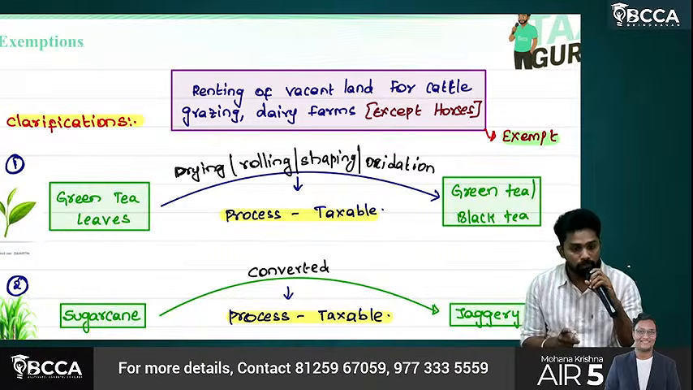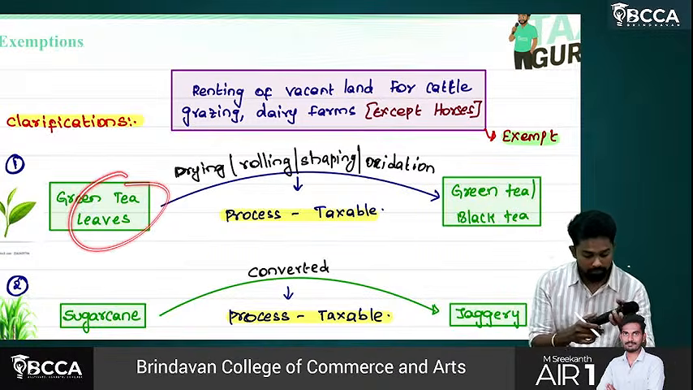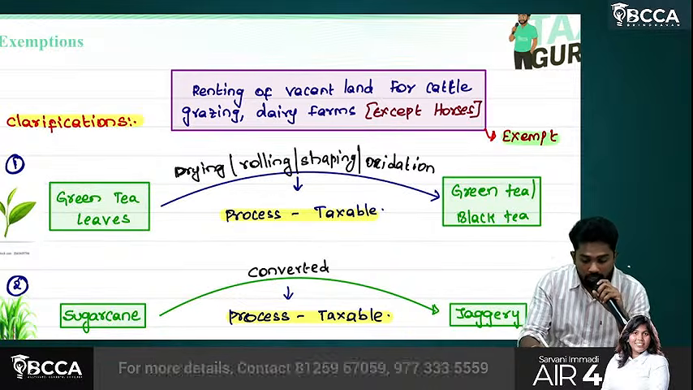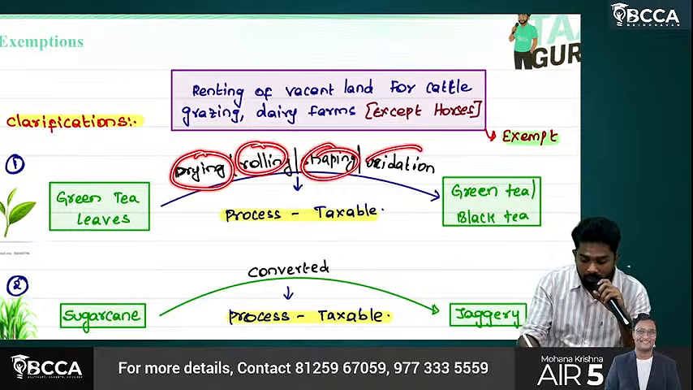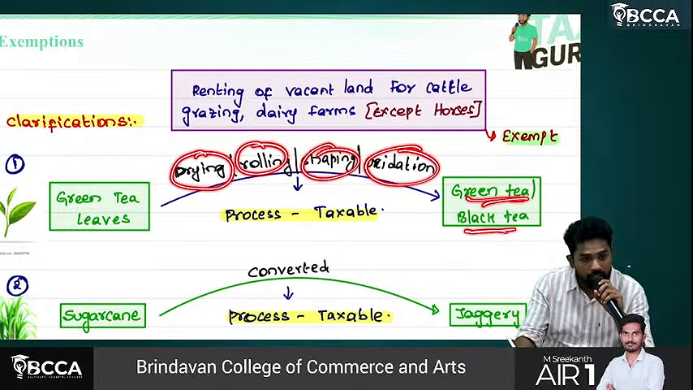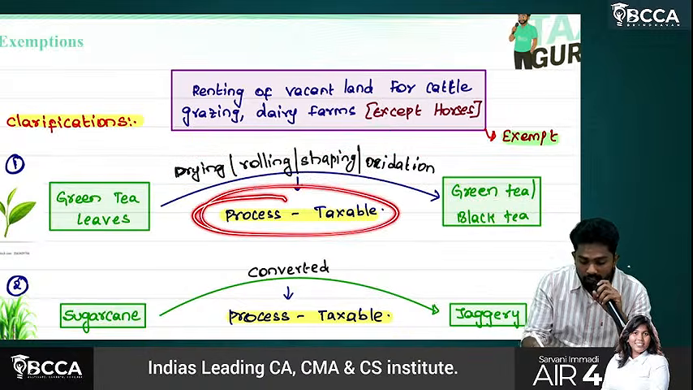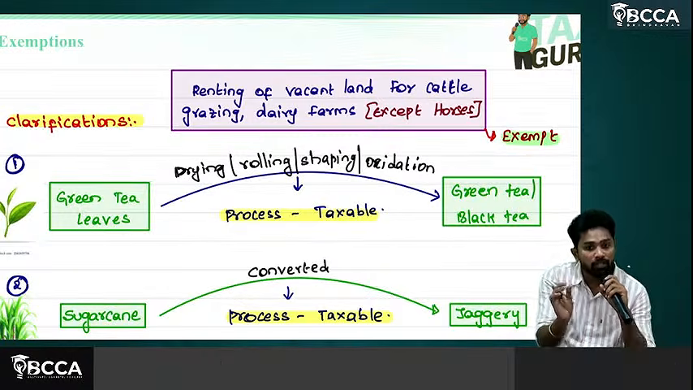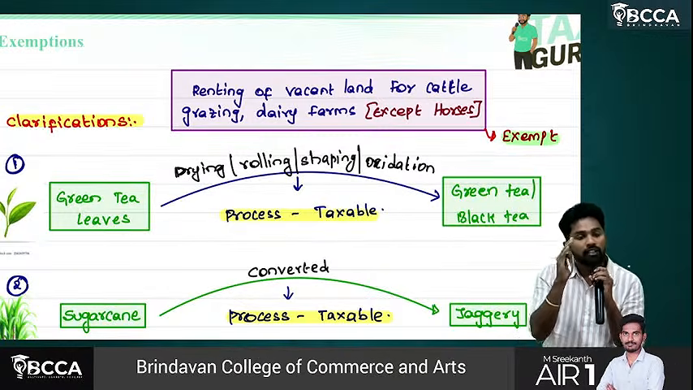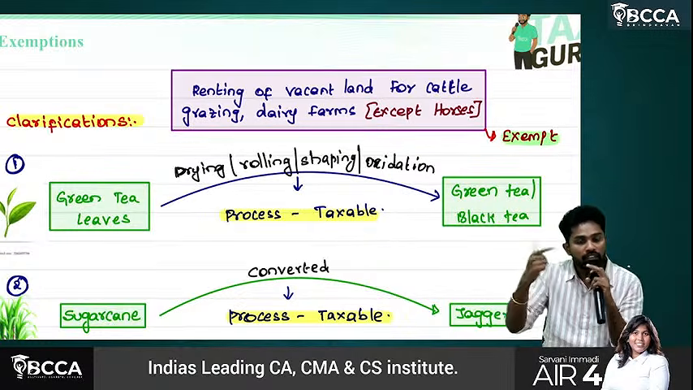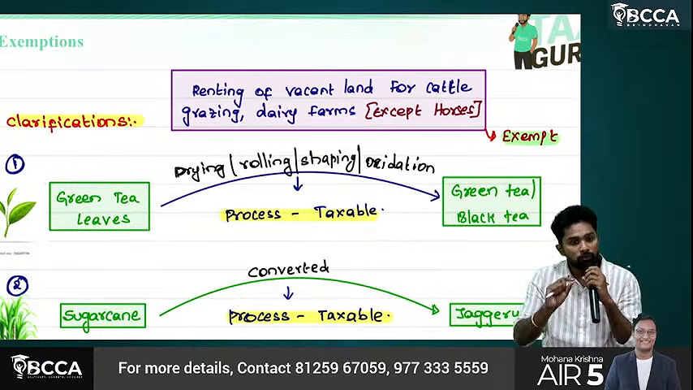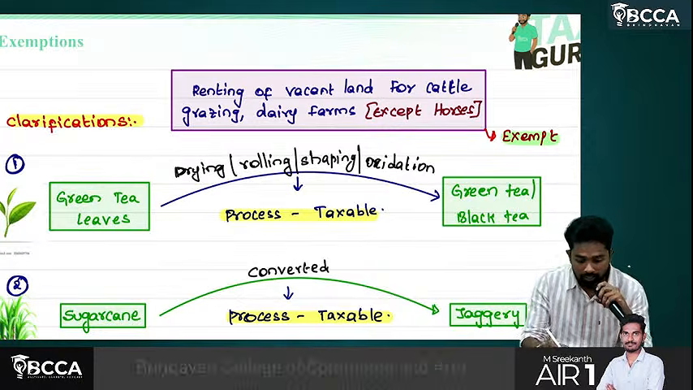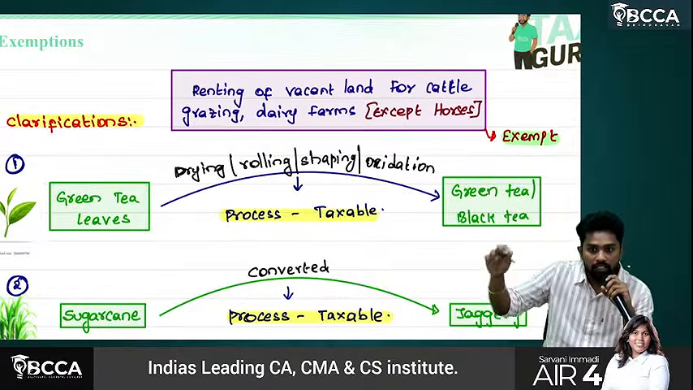Now understand the point is, these green tea leaves, they are doing drying, rolling, shaping, oxidation, and converting into green tea or black tea. This process of conversion is taxable. For that processing alone, that job alone, they are charging fees. Something like a rice mill, sir. You'll take paddy, they'll convert paddy into rice. For that conversion, for a bag, let's say they take 100 rupees, 200 rupees. Those are the charges we are talking about. Same way here also, he'll take tea leaves, they'll convert it into tea powder and give.